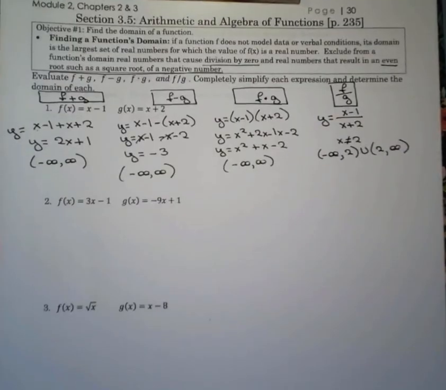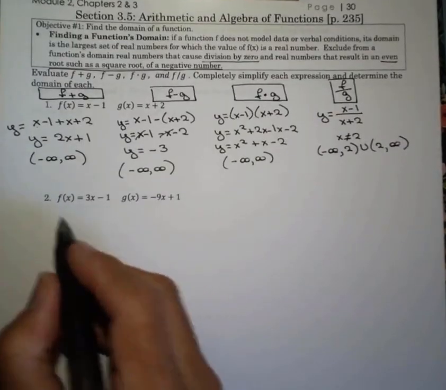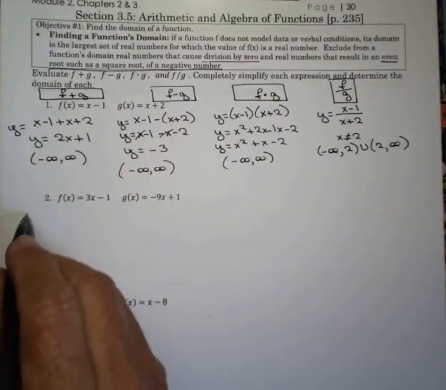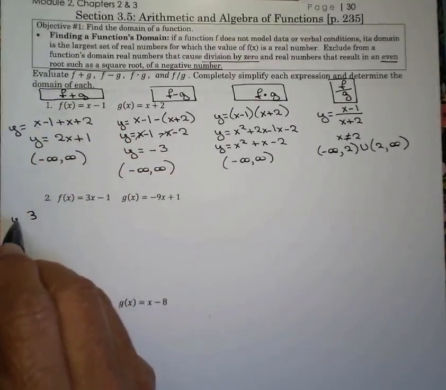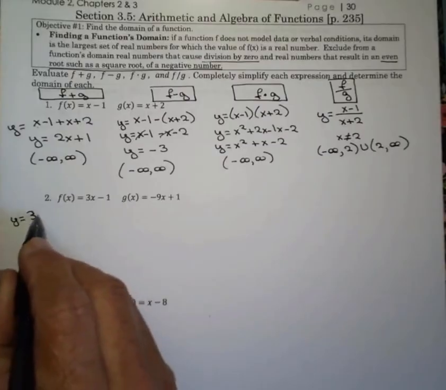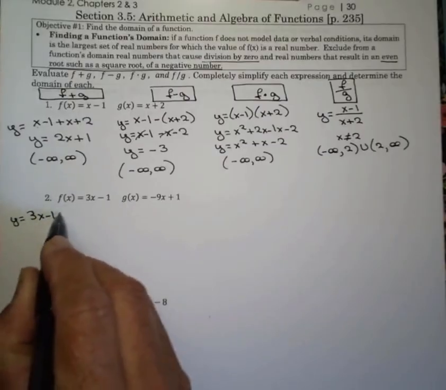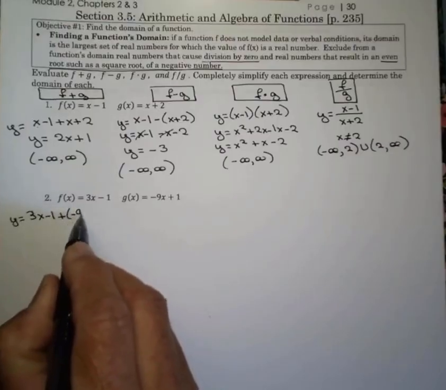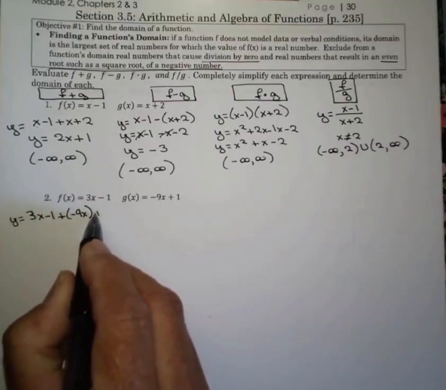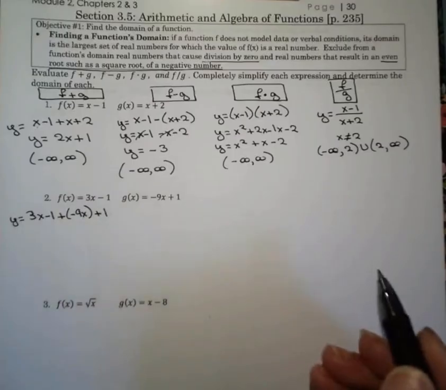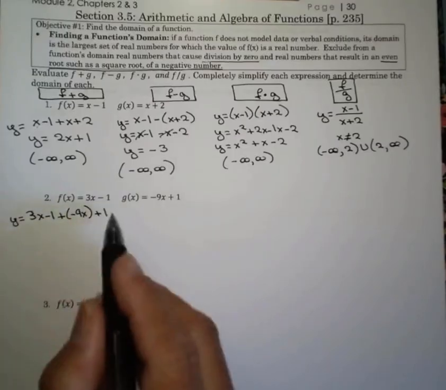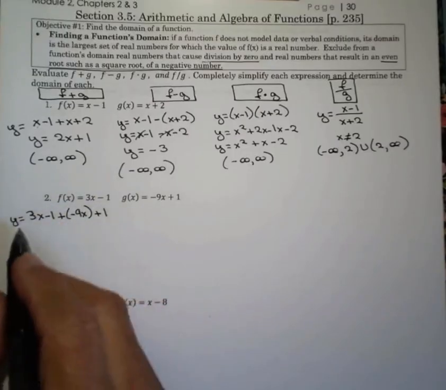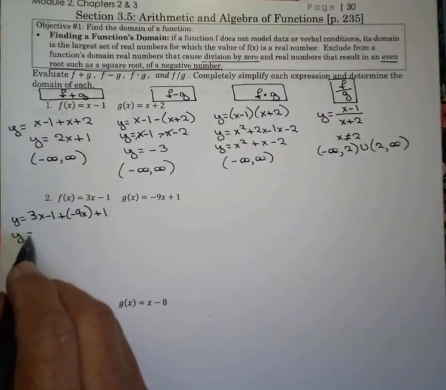And the second one we're going to do is a little more complicated. When we do the f plus g, I'll put y is equal to 3x minus 1 plus, and this is going to be -9x, I'm just separating the two signs there, plus 1. Since I'm adding them, I don't really have to put the whole function in parentheses. I don't have to distribute that plus sign, do I? Let's see what this comes up to be.